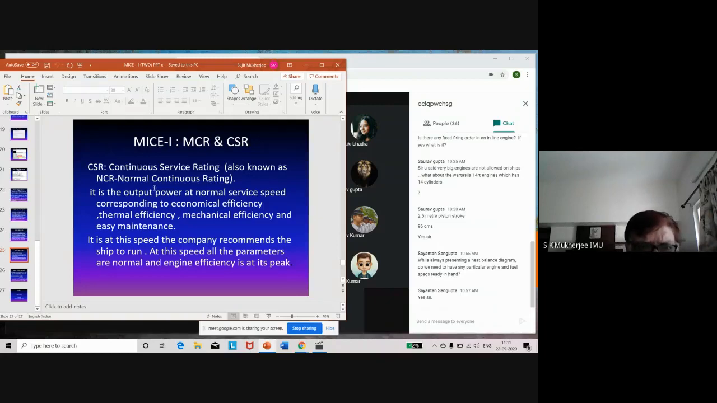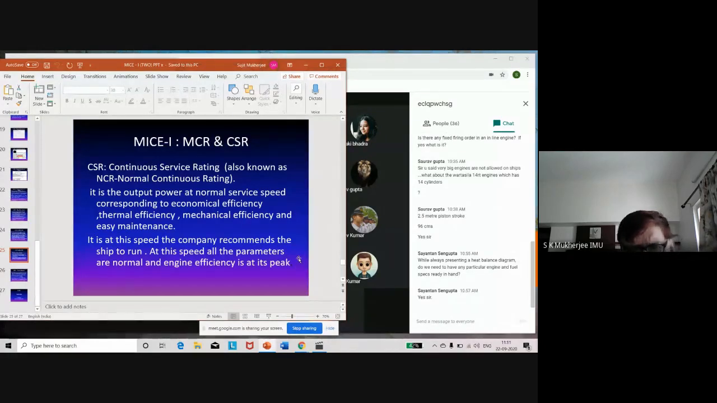It is the output power at normal service speed corresponding to economical efficiency, thermal efficiency, mechanical efficiency, and easy maintenance. Easy maintenance means no deposits taking place. Otherwise, you will have to decarbonize the engine more frequently. So, continuous service rating is the speed at which you need to run the engine out at sea. It is at this speed the company recommends the ship to run. At this speed, all the parameters are normal and engine efficiency is at its peak. That means it's the best engine efficiency.